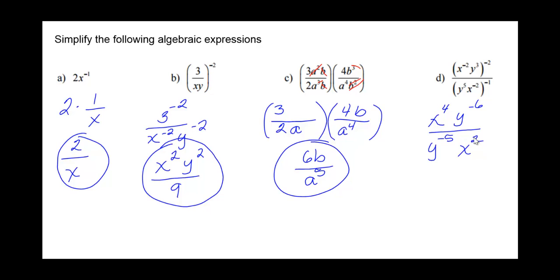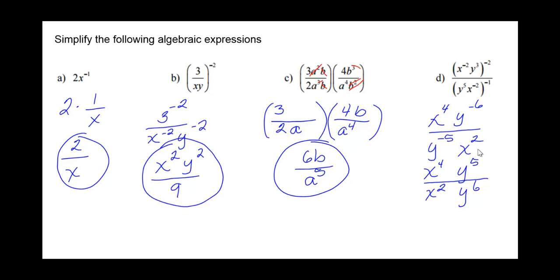So now I'm just going to rearrange things a little bit here. I'm going to move the x squared on the left and the y on the right. And anything that's negative, I'm going to switch spots. So x to the fourth, I'm going to leave alone. X squared, I'm just going to move over to the left-hand side of the denominator. Y to the minus 5 will go up to the top and it'll become y to the positive 5. Y to the minus 6 goes down and becomes a positive 6.